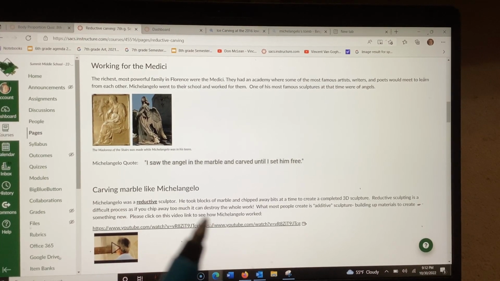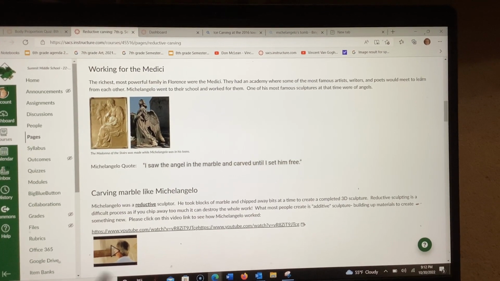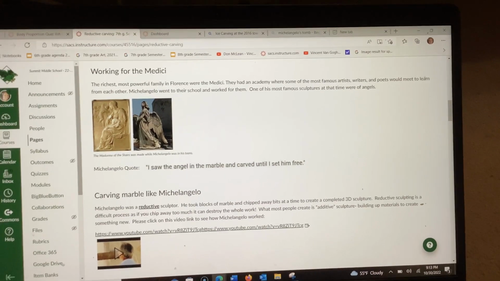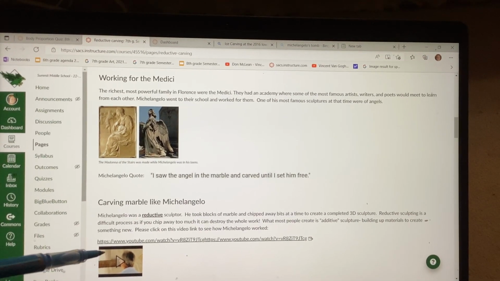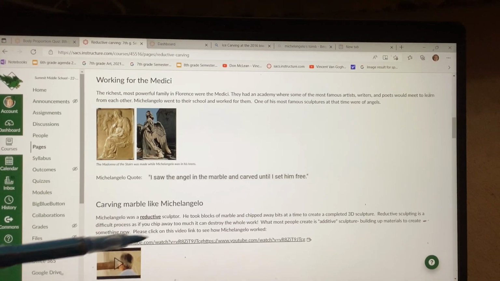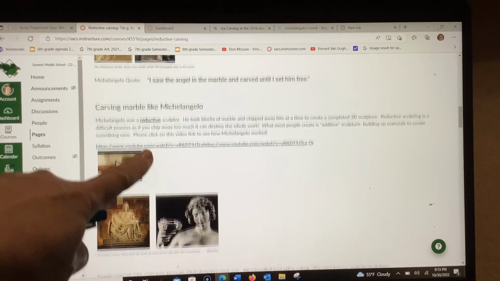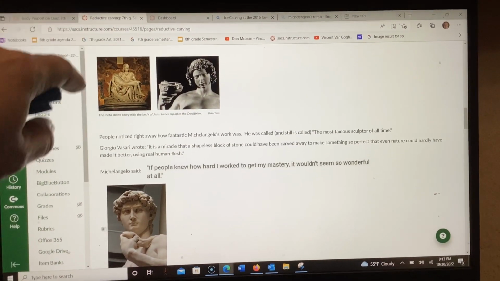Please click on this video link to see how Michelangelo worked. You're going to click here, I think it's about 3 minutes long, and you're going to see this video of how they took rocks out of this quarry in Italy and how Michelangelo set about making a sculpture. At this point, you definitely should pause your video until you're done watching that movie.